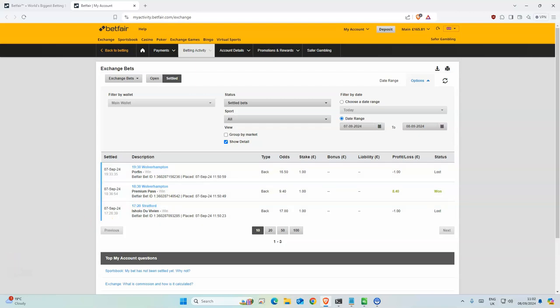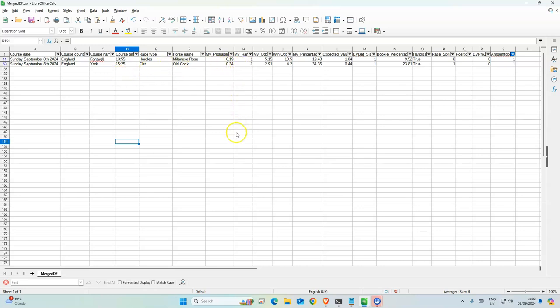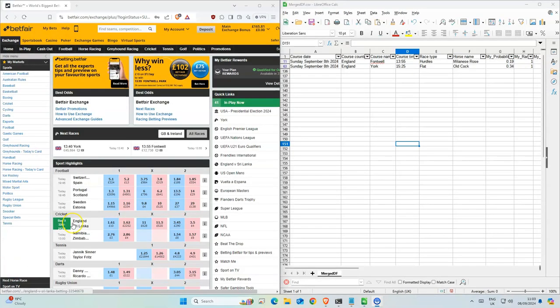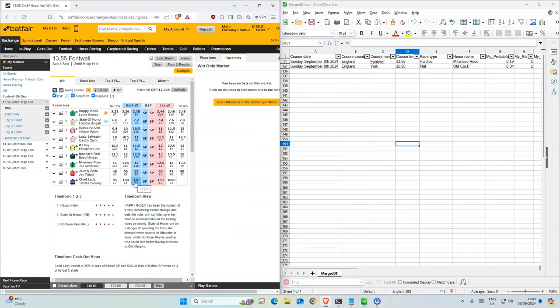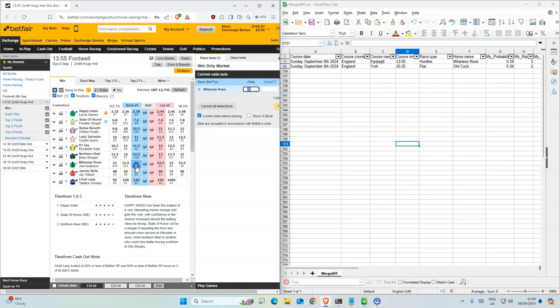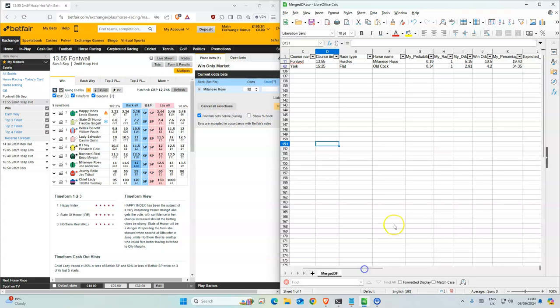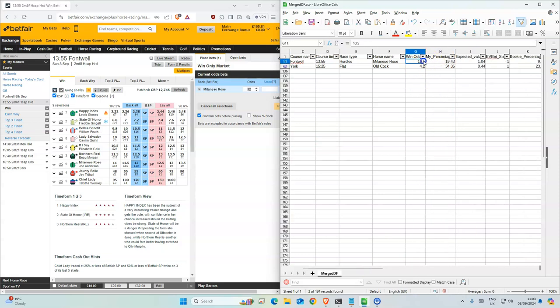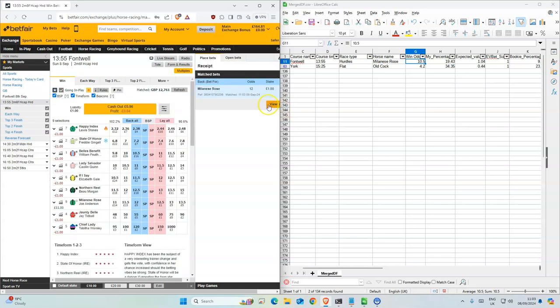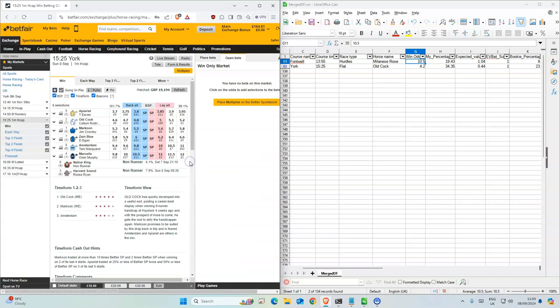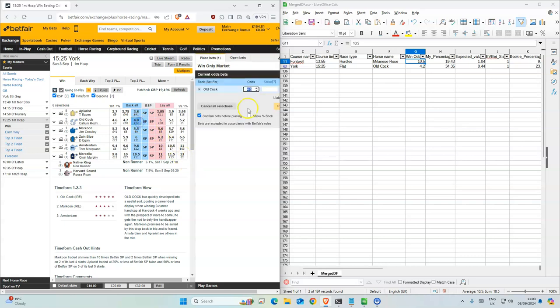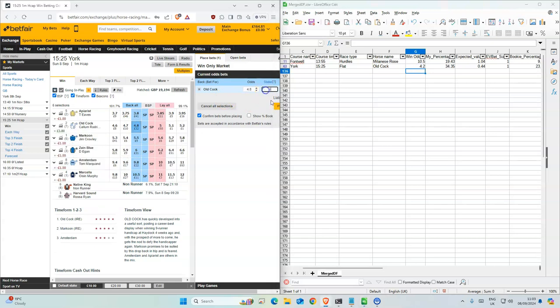Okay, so today, as you can see, we have two selections, horse racing selections for York and Fontwell. Okay, let's place this. The first one, Milanus Rose, 12. Let me look at the field. So we have 10. So we'll take that. And next one is in New York, 325, Old Cock, 4.2, we have 4.8, so we'll take that.